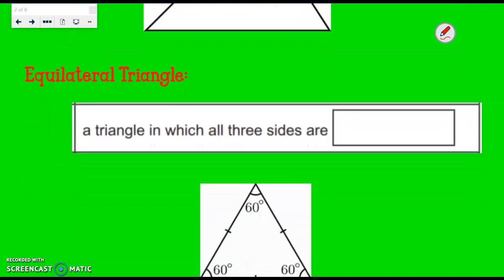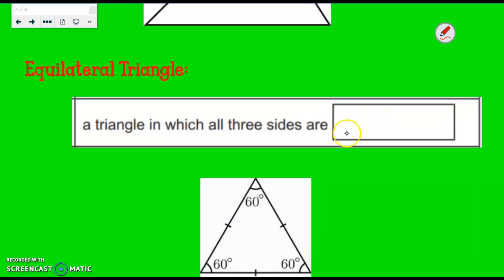An equilateral triangle is a triangle in which all three sides are equal. So when you look at this diagram where they have these little marks on the sides, that means that all of those sides are equal. And if the sides are equal, then that means all of the angles are equal. That is an equilateral triangle.